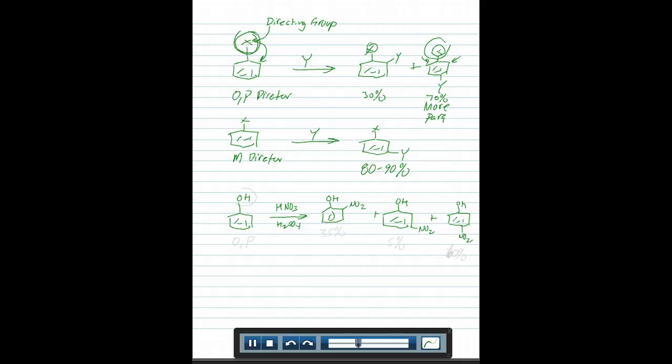Okay, you form about 35% of the ortho, right? You get about 70% of the para, and you get about 5% of the meta. So you make, that doesn't add up, sorry. This is 60%. Okay, so you do actually form a little bit of the meta, but it's such a small quantity. Notice you kind of form a little bit more of the para, and you do form the meta. But basically, an OH group is an Ortho-Para director. Okay, so that's what you're going to get more of.